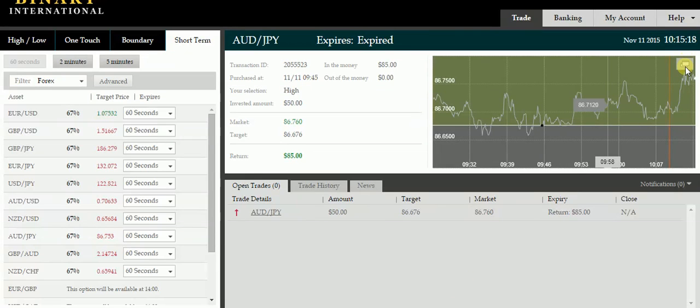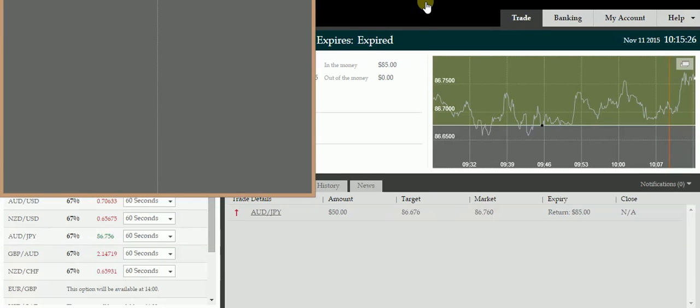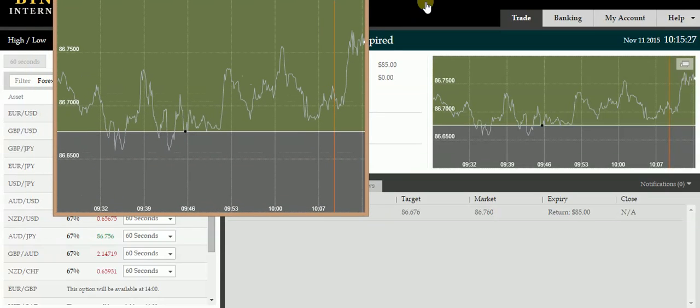So let's just zoom in the chart so that we can have a bigger picture of the trade. So as you can see, our trade was in the money for the duration of the trade, and it has moved in a ballistic move in our predicted direction. So this is a very powerful strategy.